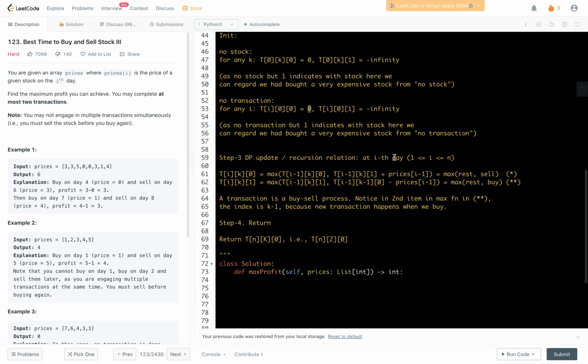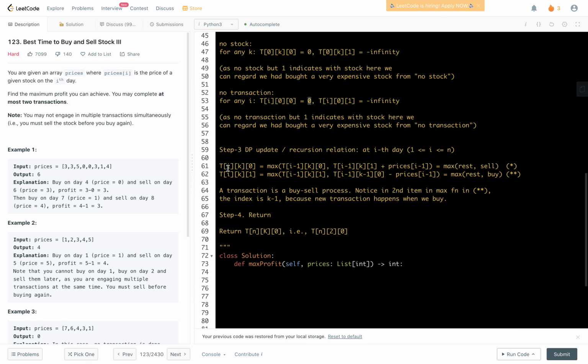So at state I, here we would like to emphasize again that we are using one-based indexing for the days in the prices list. In other words, here I begins at 1 and ends at n, not begins at 0 and ends at n-1. This is just for convenience.